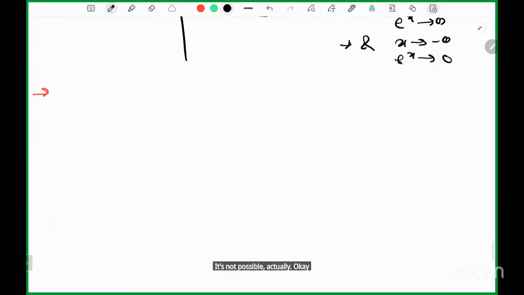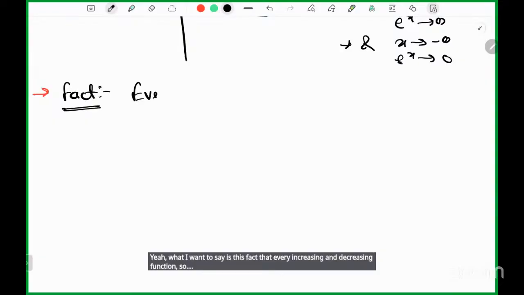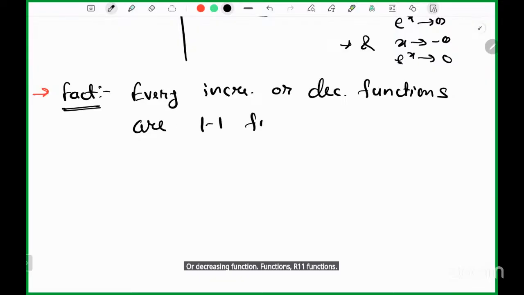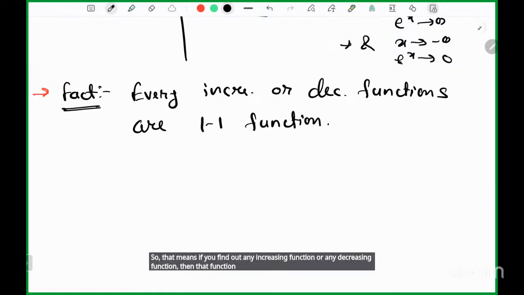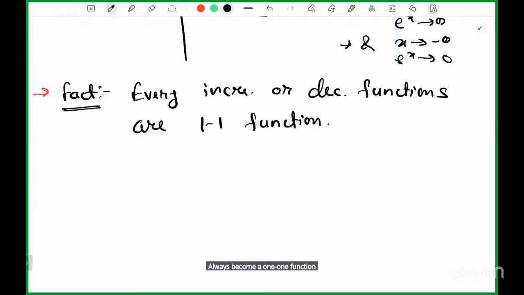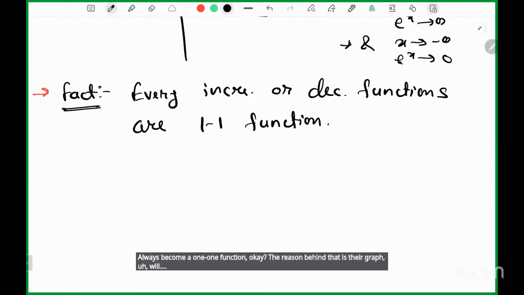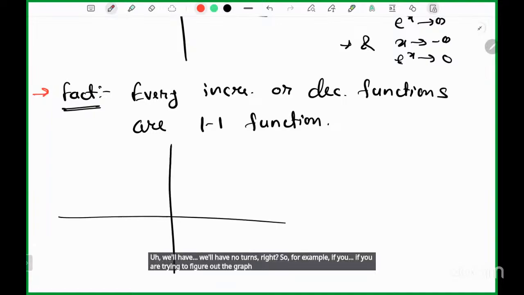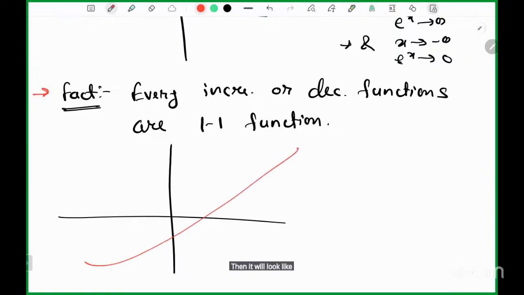Okay. What I want to say is this fact that every increasing or decreasing function is a one-one function. So that means if you find any increasing function or any decreasing function, then that function is always a one-one function. The reason behind that is their graph will have no turns, right? For example, if you are trying to figure out the graph of an increasing function, it will look something like this only, because it cannot come down.